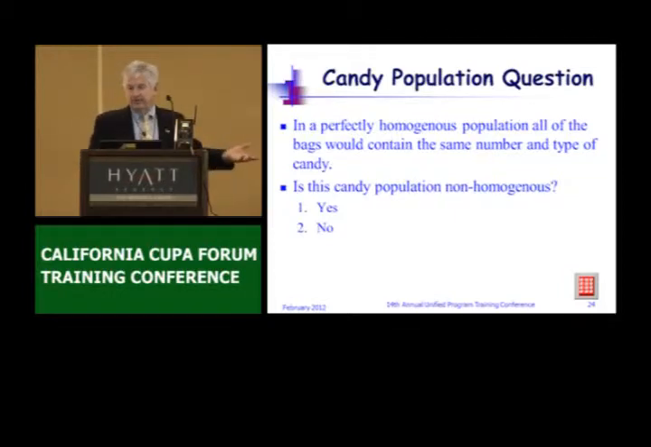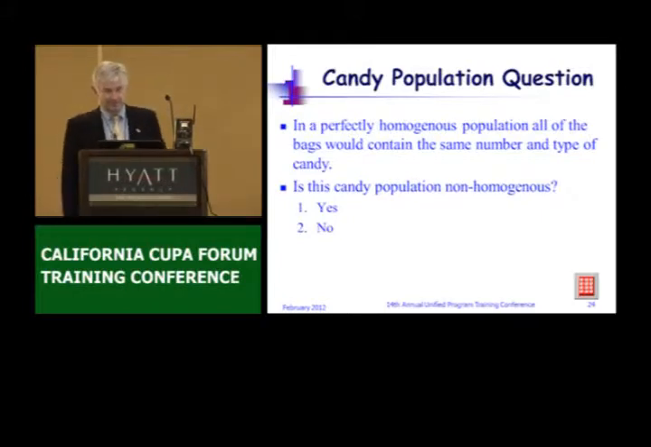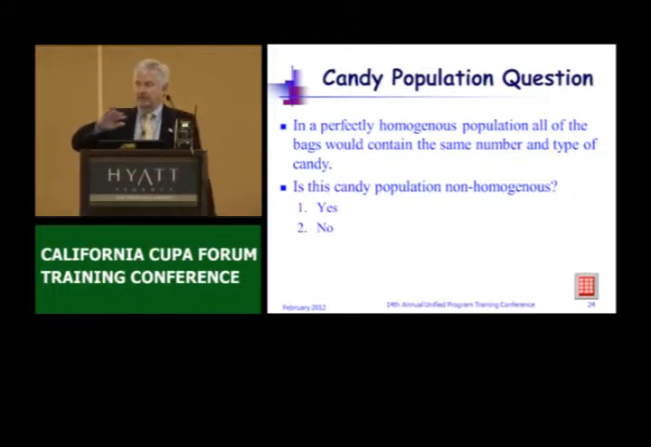Okay, if it was a perfectly homogeneous population, all the bags would have the same amount of candy in them, right? In the same type. So is this candy population non-homogeneous? Yeah, if it was homogeneous, all the bags would be exactly the same. But it's a double negative, so that probably trapped a few of you with the question. So yes, it's a heterogeneous distribution.